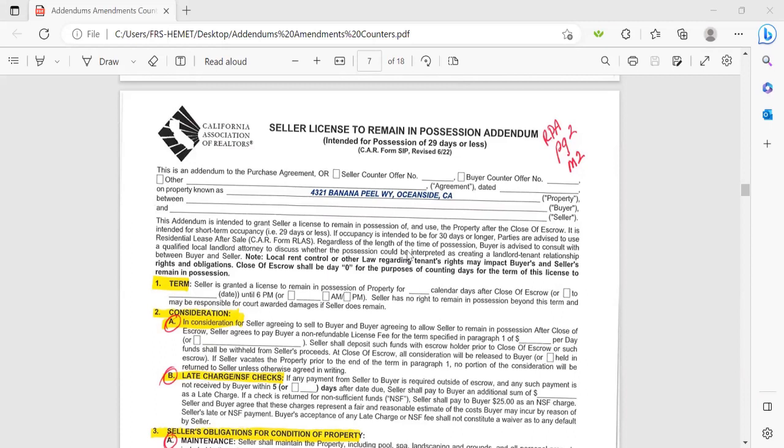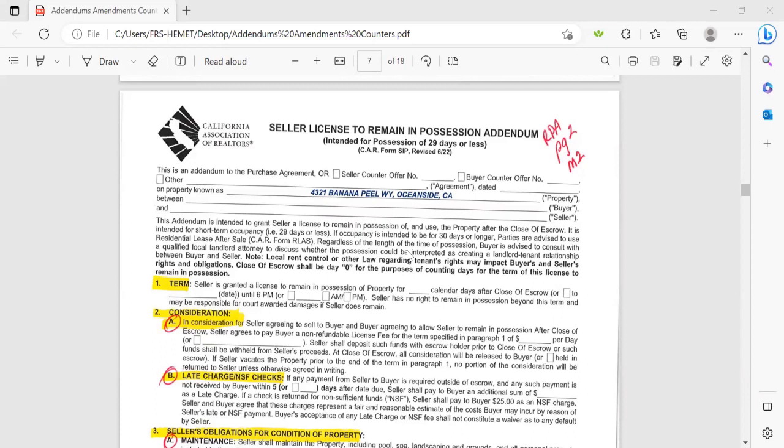Seller's license to remain in possession. Okay, so we're closing in 30 days, but this is the one we refer to as the SIP. It's the seller in possession, but actually a seller license to remain in possession. So anyway, this is the one that if they're going to be in there for any length of time after close of escrow, then we need to have something in writing that shows that, not just an automatic, well, you know what, we're not out yet. Can we have some extra days or something?